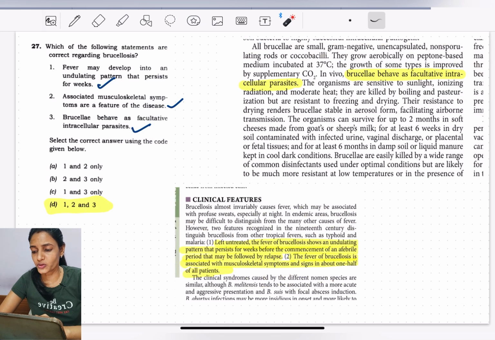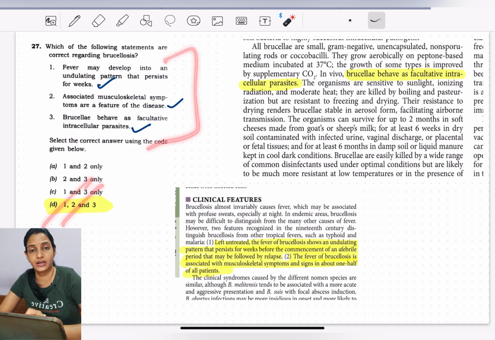Now talking about brucellosis. Brucella behaves as a facultative intracellular parasite, and if left untreated, the fever of brucellosis shows an undulating pattern that persists for weeks before the commencement of an afebrile period, and the fever is associated with musculoskeletal symptoms. So all these three are true in the case of brucellosis.